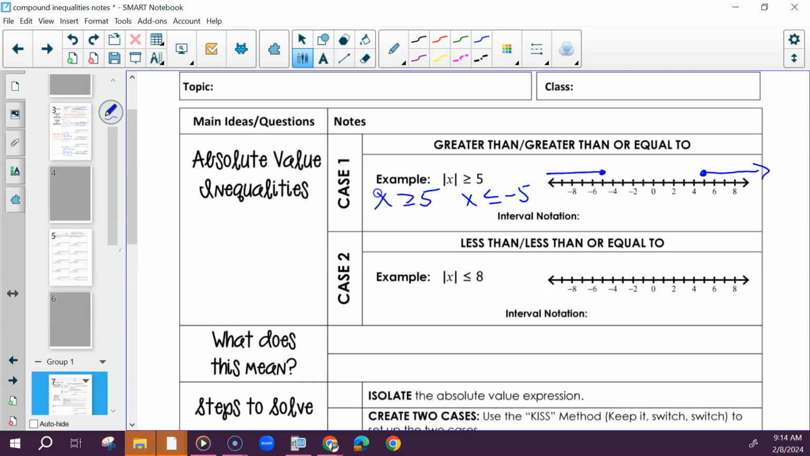Wait, why both? So if we were solving equations, we would have a solution that would have two because of the negative and the positive. Same thing here.